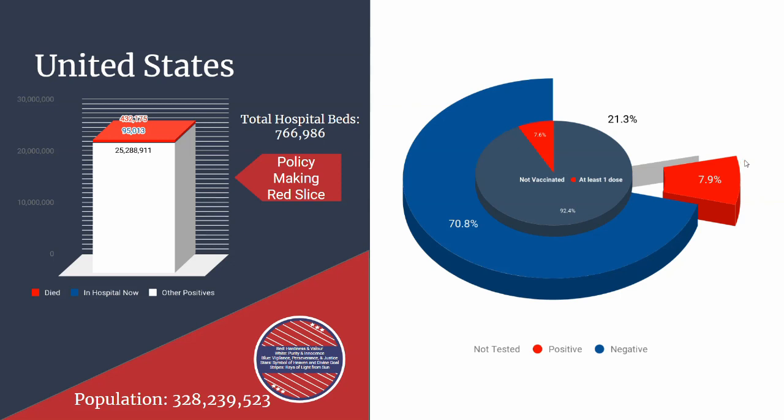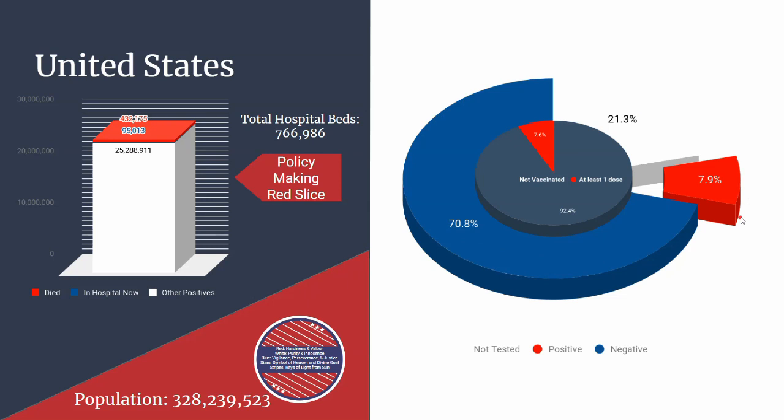The outer pie ring is a representation of the total population. Notice the size of the red piece in comparison to the whole pie. The red section is a high representation of the number of people who tested positive.